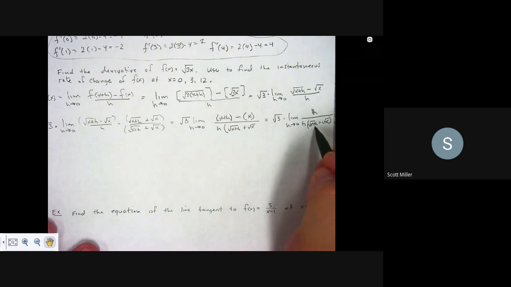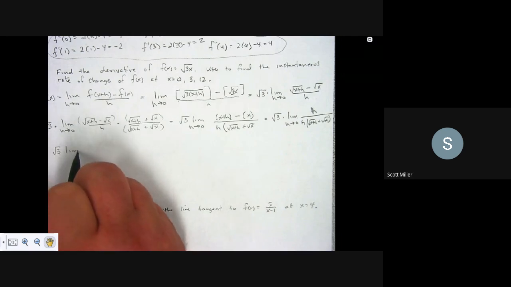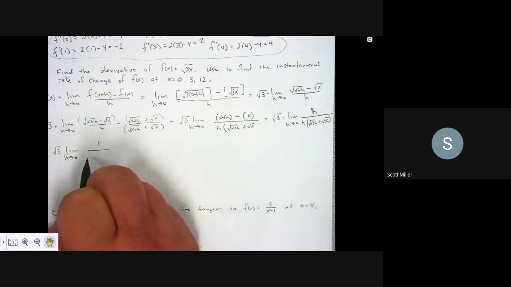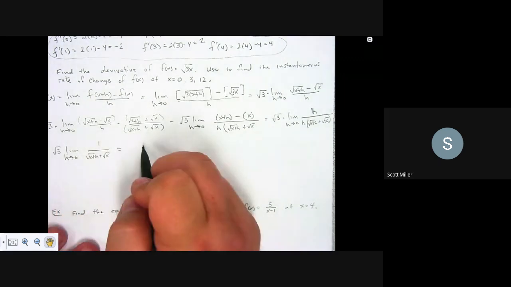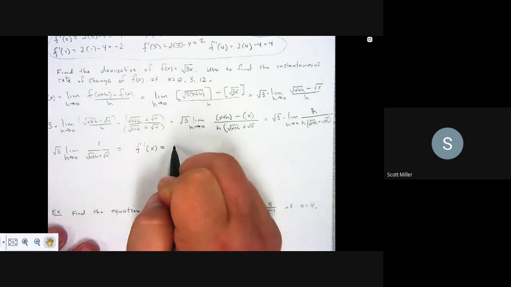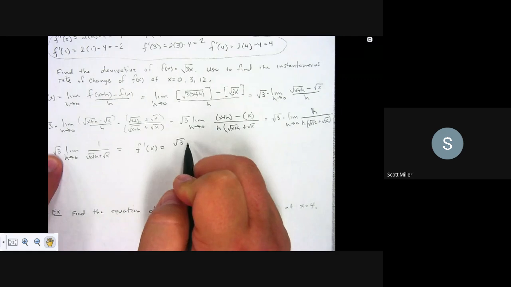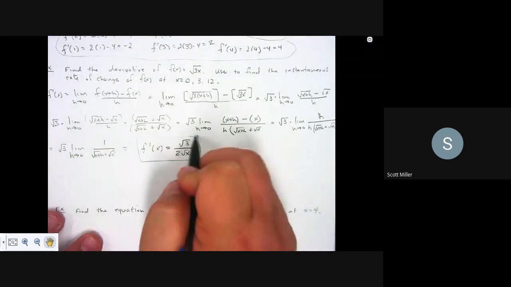these drop out, plug in the 0, I get the square root of x plus the square root of x, that's 2 square root of x's. So let me just go ahead and do that so you can see it. This becomes the limit as h approaches 0. It's going to be 1 over this expression. And so then I can say that f prime of x is equal to the square root of 3 over 2 of those. So that right there is my derivative.